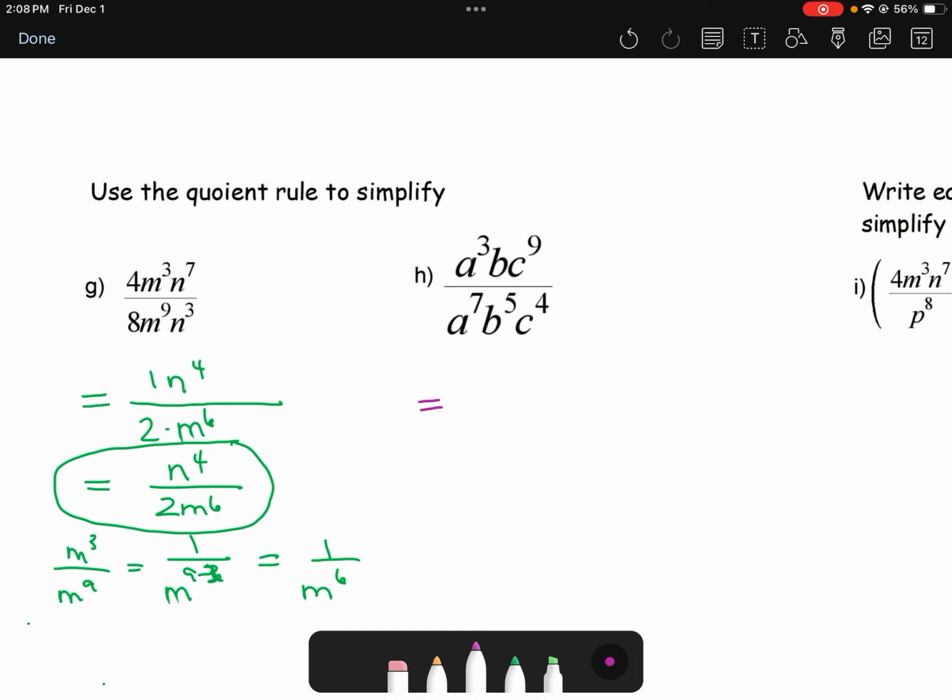Okay. So again, we're going to do the same thing. It's bottom heavy, so 7 minus 3, the a's are going to go to the bottom. 7 minus 3 is 4. Same thing with the b's. I have 1 minus 5, or think about it as 5 minus 1, so b to the 4th. Again, it's bottom heavy, so it goes to the bottom. When it's bottom heavy, it stays on the bottom. Top heavy, it stays on the top. So for the c's, 9 minus 4 is 5, so that is c to the 5th.